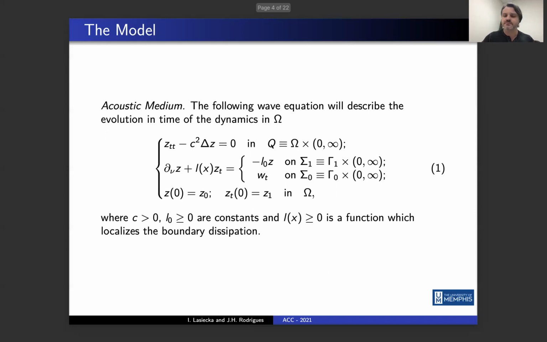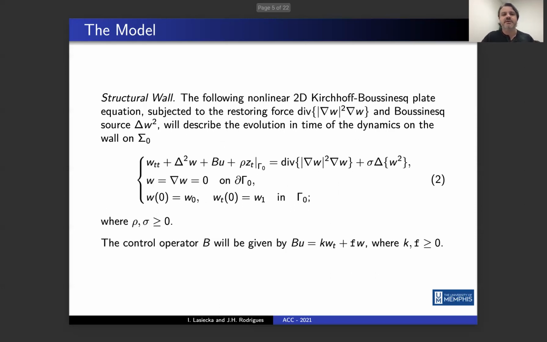The dynamics in the structural wall are given by a 2D Kirchhoff-Boussinesq plate equation, subject to nonlinear effects of the structure, with a combination of blowing up forces and restorative forces, which contrast with past results where they were mostly linear plates. The full dynamics is given by the set of equations number 2, in which we notice the presence of the control operator B, which will cope with both the restoring force, known to be supercritical, and the Boussinesq source, known to cause this blowing up of solutions.